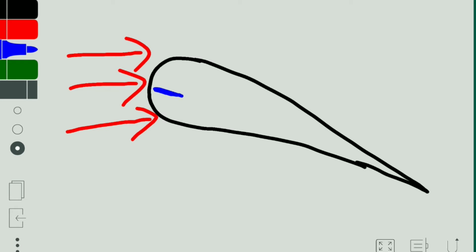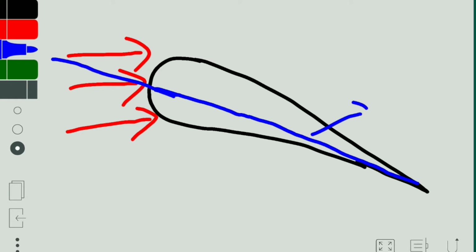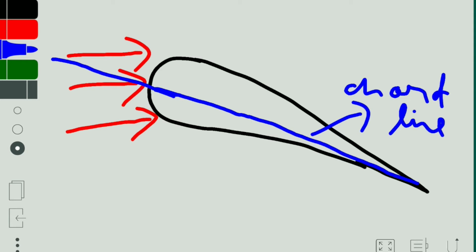Now in the terminology part I talked about what the chord line is. Chord line means the distance from the leading edge to the trailing edge. So the angle which is made between the chord line, this is the chord line, and this is the relative airflow. The red is the relative airflow.